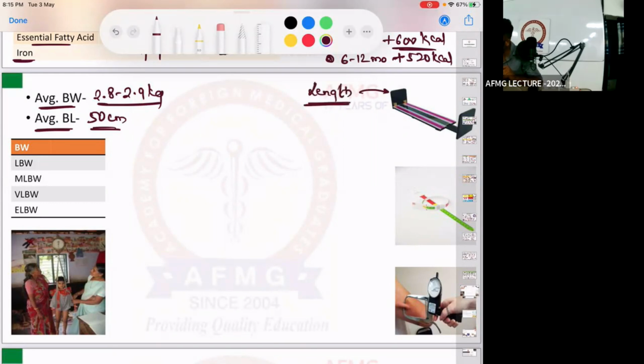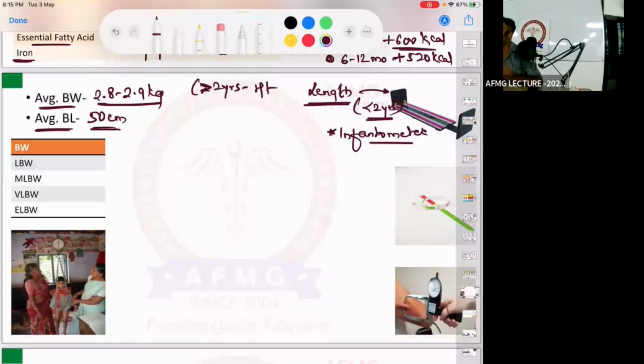Infantometer is used to measure length up till 2 years of age. After 2 years of age, we will measure height by the instrument stadiometer. No issues with this.